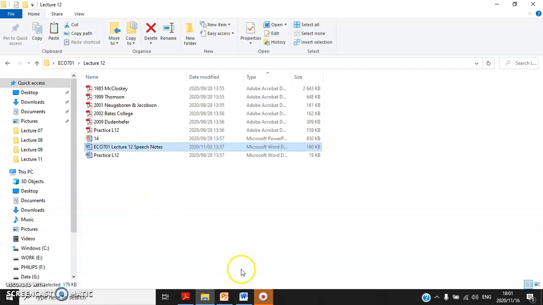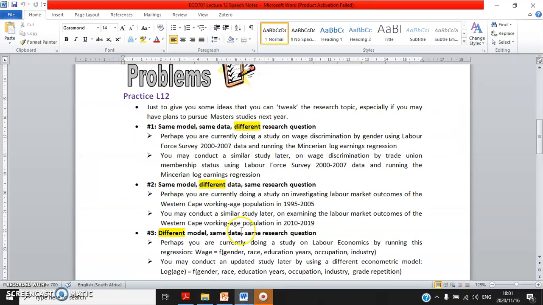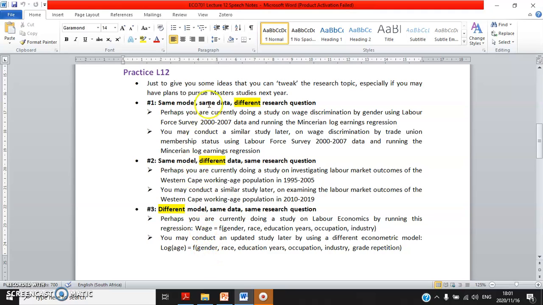Okay, and then for your writing workshops, I actually provided the answers, just to give you some ideas how you can tweak your research topic, especially if you might have plans to pursue master studies next year. So, case number one, you can use the same model, same data, but you just need to change the research question a bit. So, this is an example.